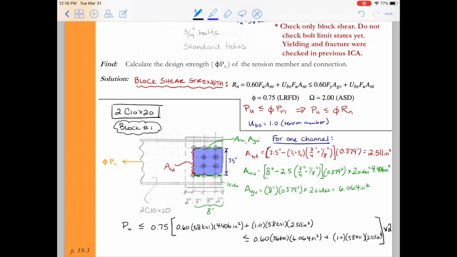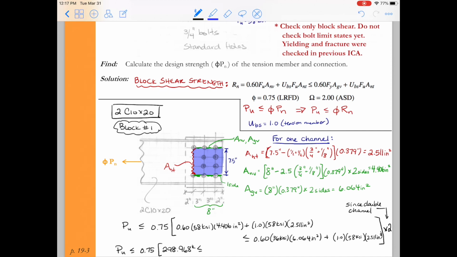I'm going to multiply all of this times 2, okay? Now I did this because I have 2 channel members. So all my calculations for ANT, ANV, and AGV were just for one channel of the double channel member. So now I need to multiply by 2 because I have a channel on the front side of this connection. I have a channel on the back side of this plate that I can't see.